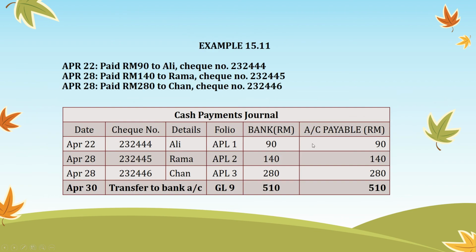The amount paid to Ali is 90 ringgit. The amount paid to Rama is 140 ringgit. And the amount paid to Chan is 280 ringgit. So total amount paid to account payables is 510 ringgit, and this total will be transferred to bank account in General Ledger 9 as at April 30.